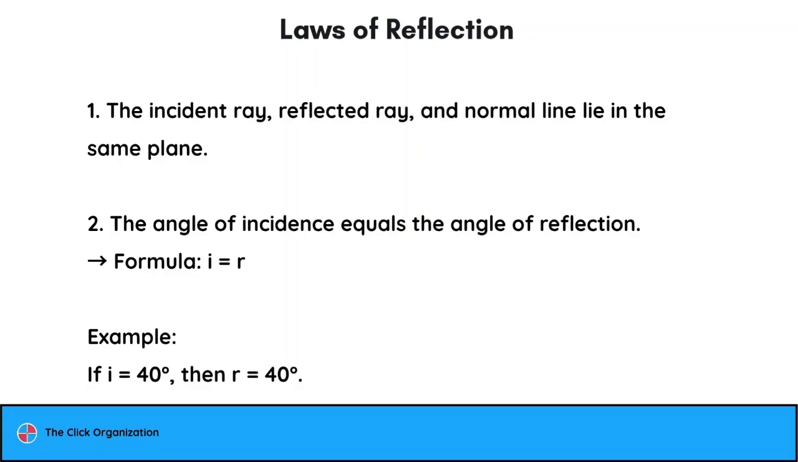For example, if the angle of incidence is 40 degrees, then the angle of reflection is also 40 degrees. And similarly, if a ray of light strikes a surface perpendicularly, both angles are 0 degrees, and the ray reflects back along the same path. These laws apply to all reflecting surfaces, whether they are smooth or rough.